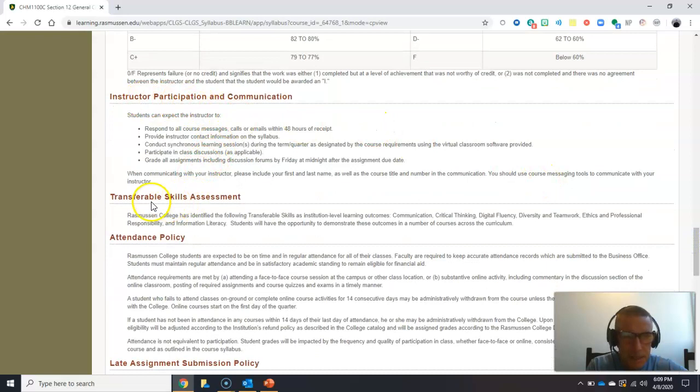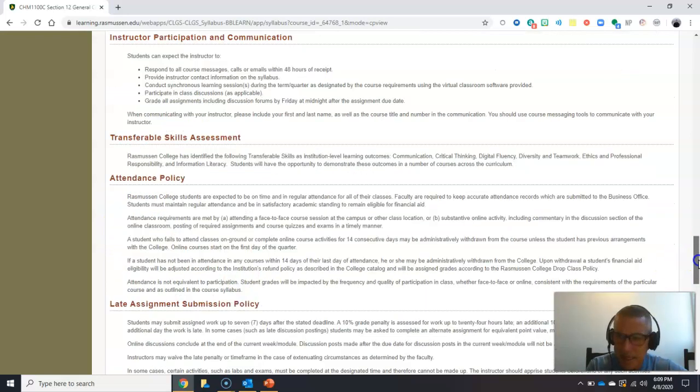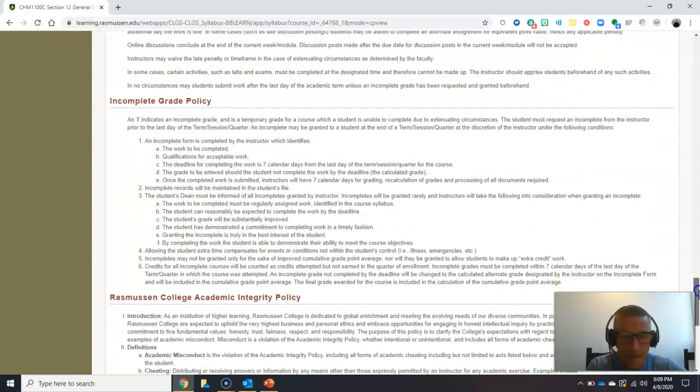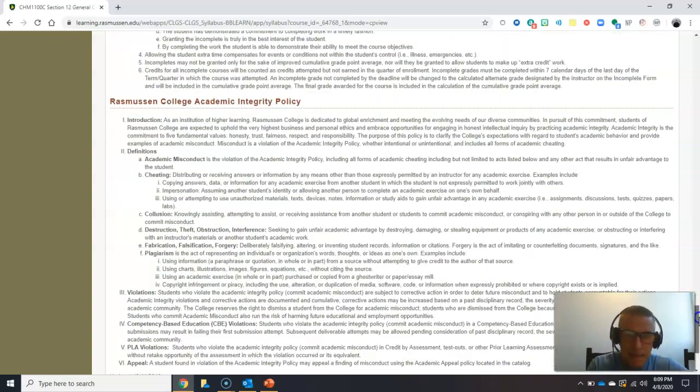Instructor participation is something I like to see. The attendance policy, and this is getting a little boilerplate. Late submission, 10% per day. The incomplete policy. Academic integrity. If you submit some documents, they will get checked for plagiarism, so be careful on that.